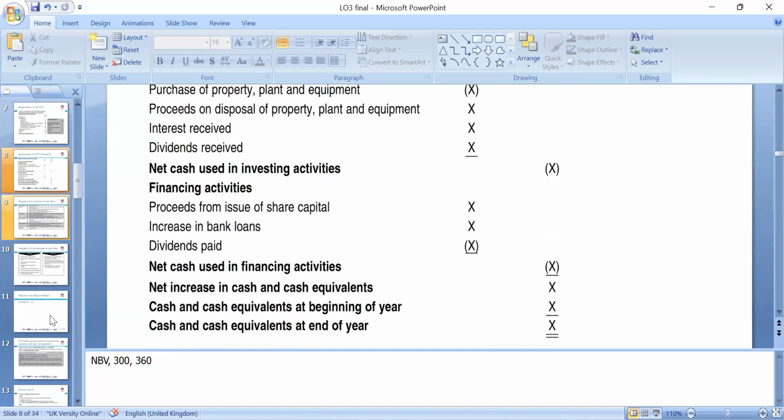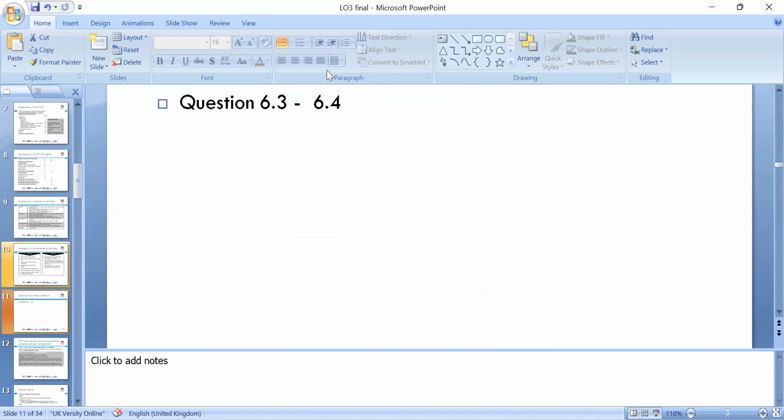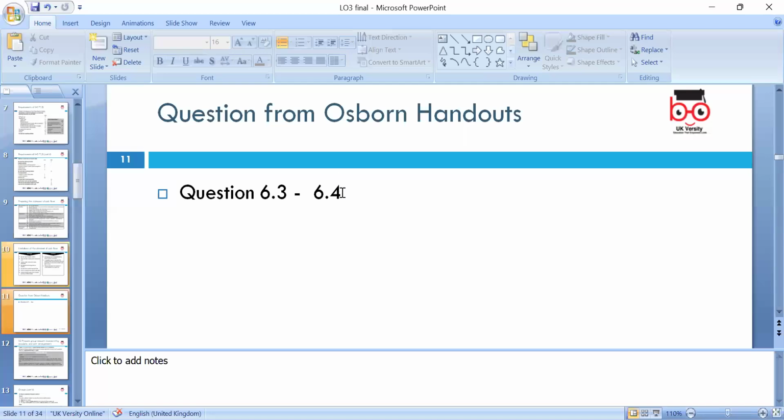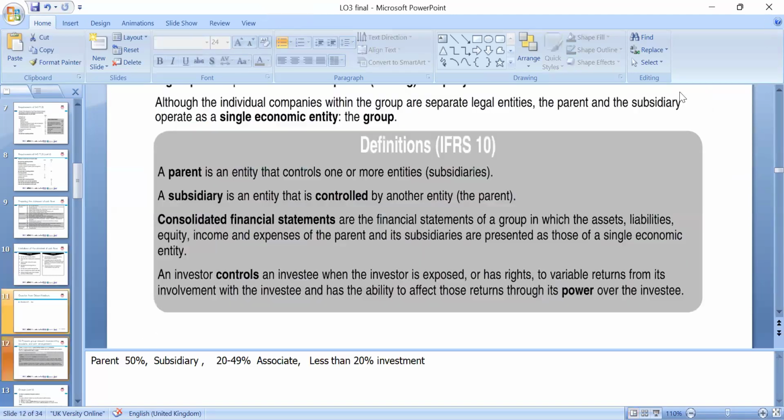So that's what we discussed, and we referred back to questions 6.3 and 6.4 given in the Osborne handout. I'm referring to all these questions from the Osborne handouts, the chapter activities and answer activities, which I just shared with you. When you join for 3.2, I will discuss consolidation, parent and subsidiary. We had a discussion. Okay, so that's all from my end.